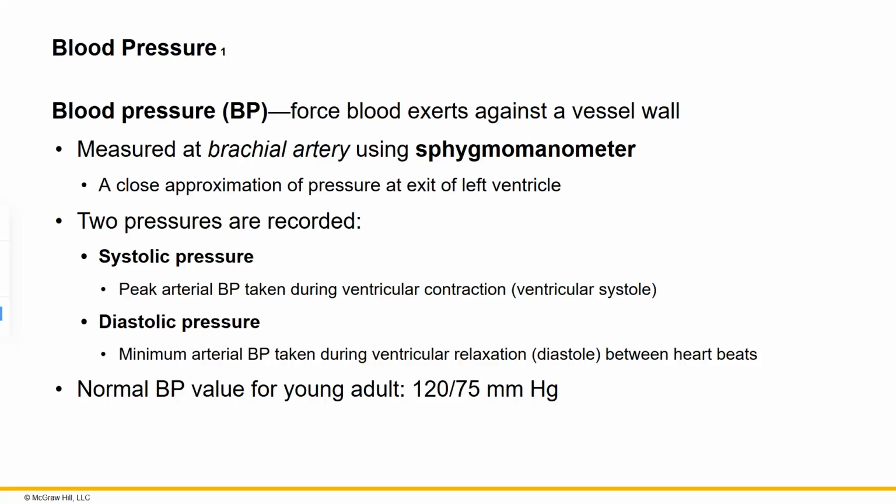Then the ventricles are going to start to relax. The lowest pressure that the blood gets in those blood vessels, that's diastolic pressure. So it's the minimum arterial blood pressure taken during ventricular relaxation between heartbeats. So blood is always going to flow through at some type of pressure, but the lowest pressure that can be recorded is the diastolic pressure. Normal blood pressure for a young adult is 120/75.